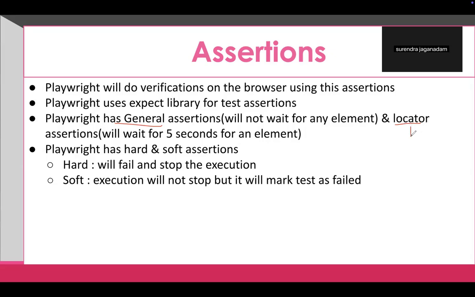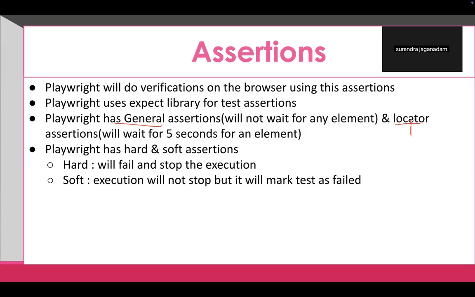Whereas the next assertion is a locator assertion. Ideally, these locator assertions will work on a particular element. Basically, this element should have this particular value, this element should have this particular text. All these things will be performed on those particular elements.